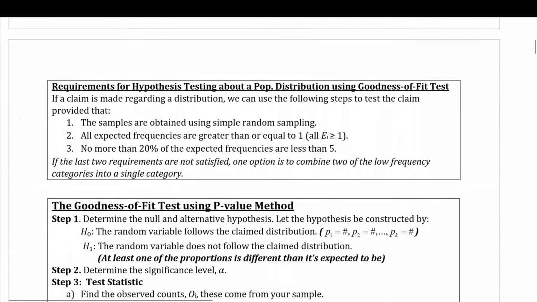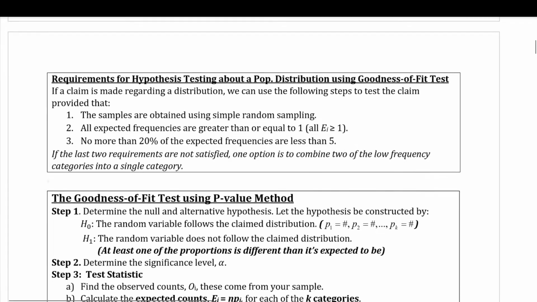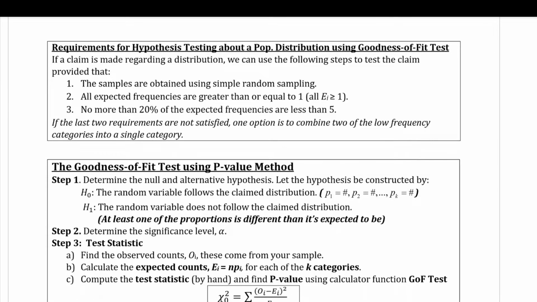Okay, so we're going to get into the 6 steps of doing a hypothesis test. And of course, there are always initial conditions that we need to meet. If a claim is made regarding the distribution, we can use the following steps to test a claim, provided that the samples are obtained using simple random sampling. That's a common requirement. The next two are: all expected frequencies are greater than or equal to 1, and no more than 20% of the expected frequencies are less than 5. You won't know these until you start doing the problem.